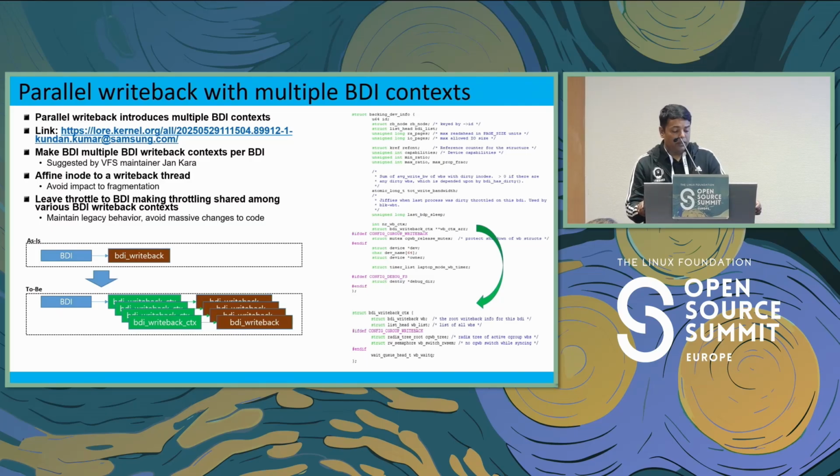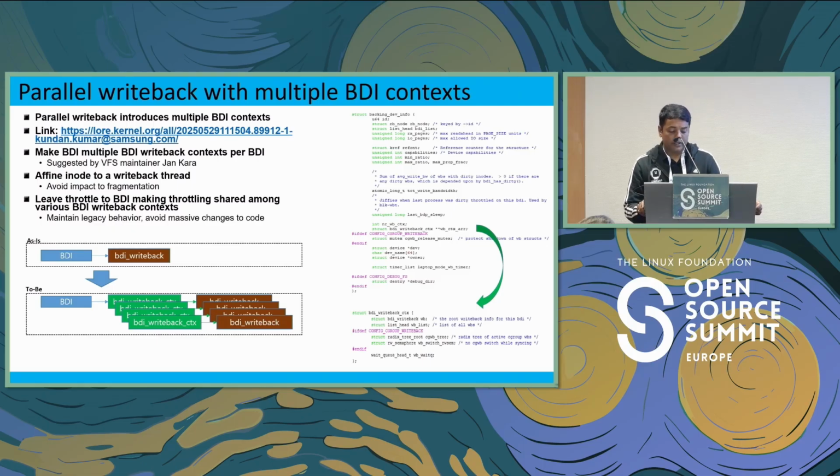So the solution, or the design, which we proposed and which we are working on: initially the BDI has the BDI writeback structure only, and then we introduced multiple BDI writeback contexts. So now every BDI writeback context has its own BDI writeback structure also. So we will have that many dworks present and that many threads we can use to do the flushing of I/O.